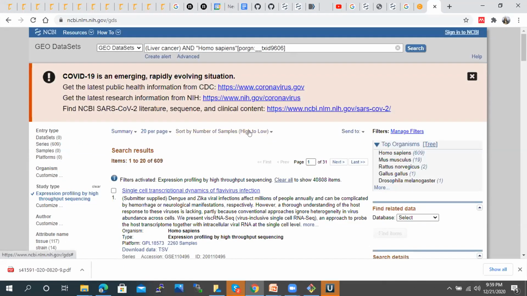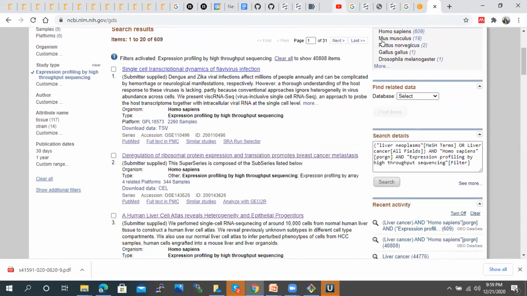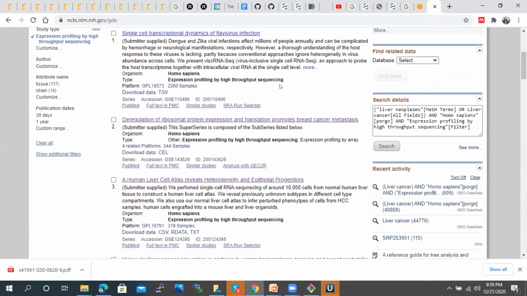From here at the top, you will find the option to sort by number of samples. You can select whether you are interested in high to low or low to high. Most probably we always choose high to low. For example, here this is single cell transcriptional data. So I'm going to the second data set, which shows the deregulation of ribosomal protein expression and translation promoting breast cancer metastasis.